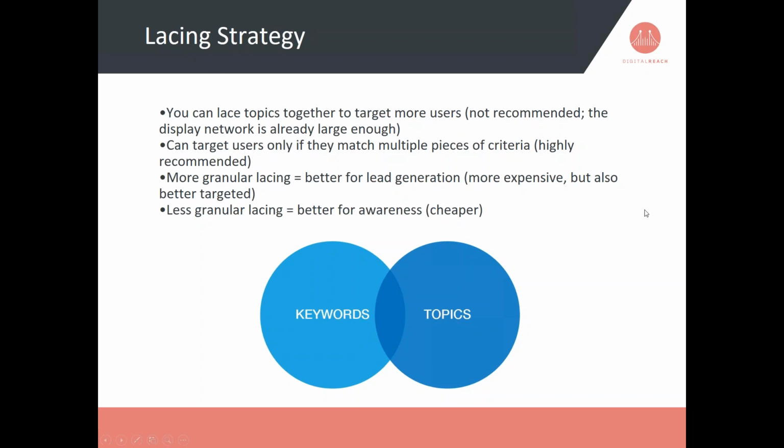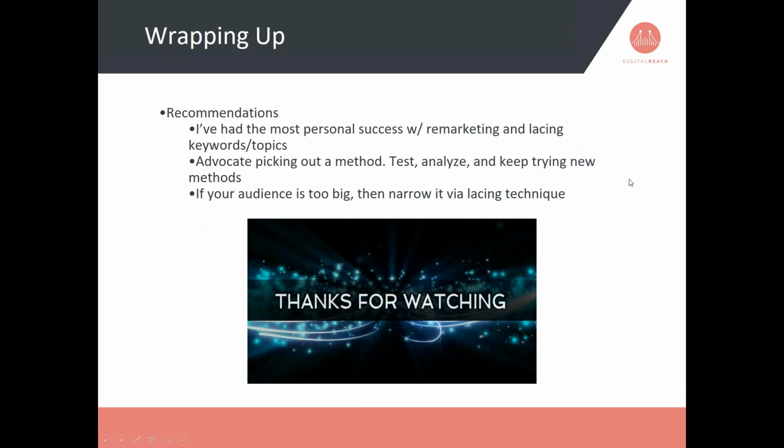Anyways, that's a little bit about the lacing strategy. My final recommendations, just wrapping up here. Personally, I've had the most success with, number one, remarketing, hands down. As soon as you go to the display network, the first thing you should check out should be remarketing. After that, the most success I've personally had is lacing keywords and topics together, but I think that any form of lacing is totally fine and definitely worth testing for your particular account.